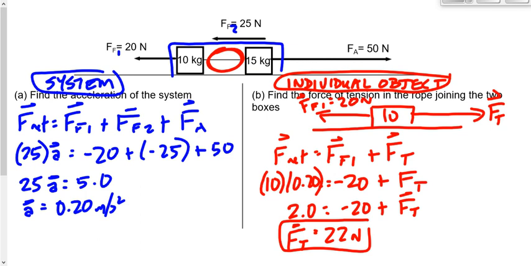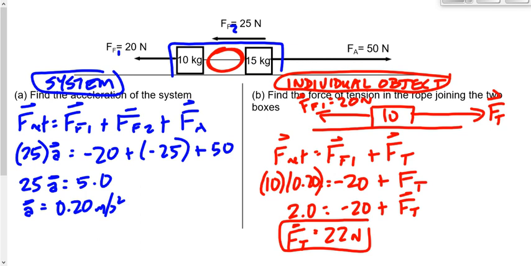So I treated it as a system like I did last week. I got the acceleration of the system, and then I used that acceleration of the system to analyze one object that had the tension acting on it, and then I solved for the force of tension.